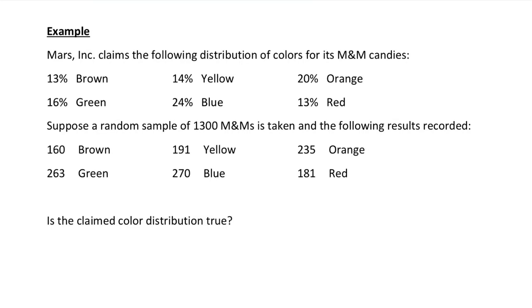We're going to sample 1,300 M&Ms and record how many of each color are in that 1,300 M&M batch. And these are the results. So of those 1,300, 160 were brown, 191 yellow, and so on. And the question is, does our sample give evidence to the claim that Mars is making? Does our sample show that that is actually the distribution of M&M candies? Or do our results reject that claim and give evidence that it's something different?